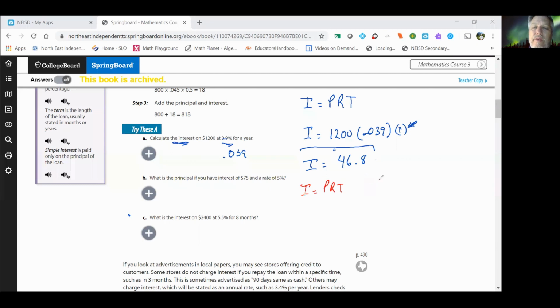So here we have our interest is 75. That equals the principal, which we don't know, so we'll just leave the P. And then, of course, we have our rate of 5%, again written as a decimal, 0.05. And then the term, we're going to assume it's 1 year. So if we put a 1 here, we can do that, but it really doesn't do anything. All right, so now in order to solve for P, we have to get P by itself. So we have to divide both sides by 0.05.